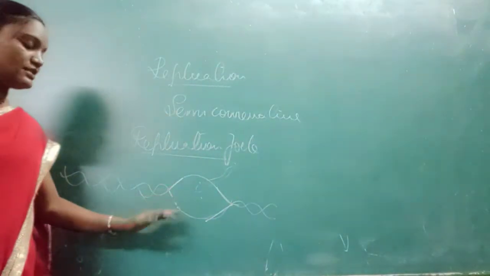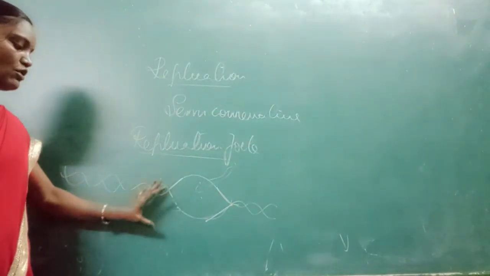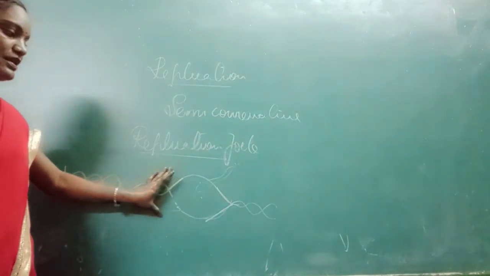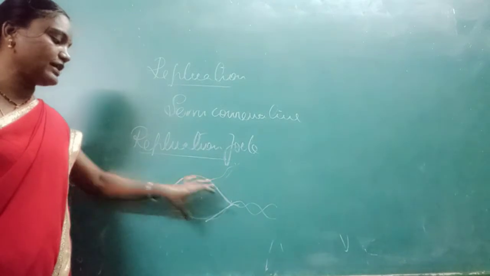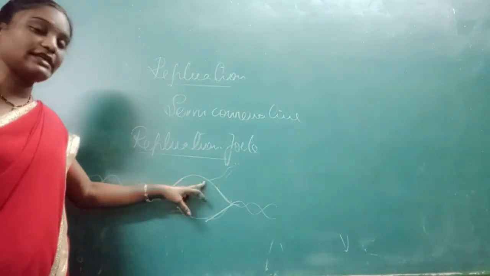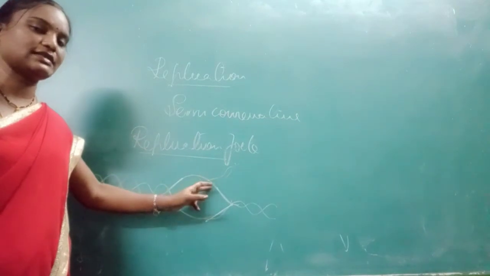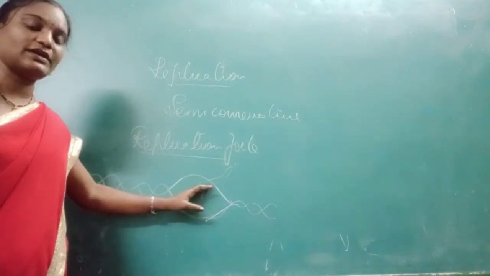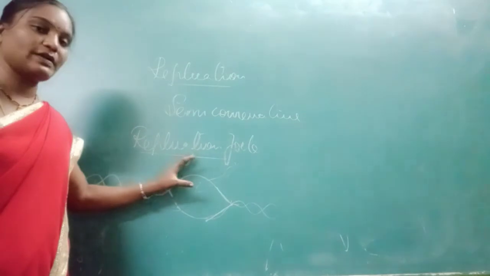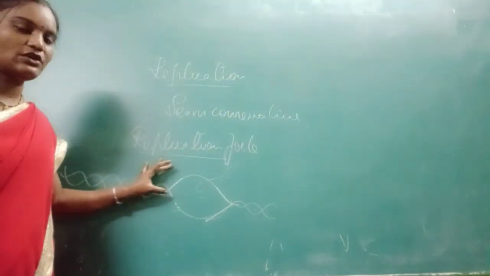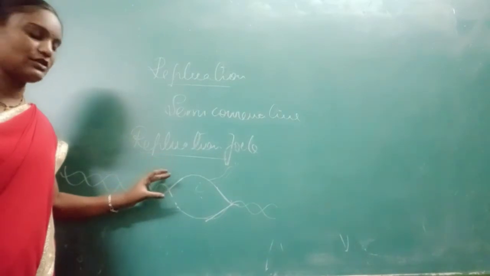So how is this replication fork synthesized? This is nothing but your replication fork. From this replication fork, based on this template strand, another two strands will be synthesized. So this is nothing but your replication. The basic means of replication starts with the replication fork. So this is nothing but the replication fork.